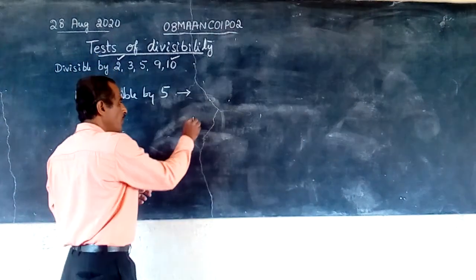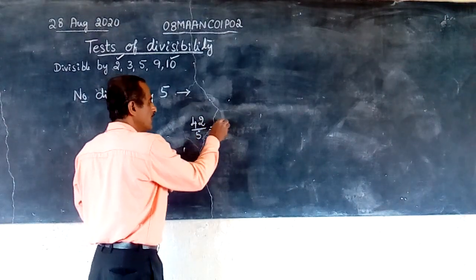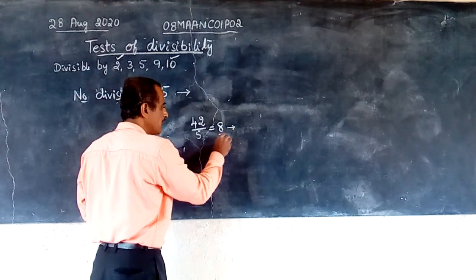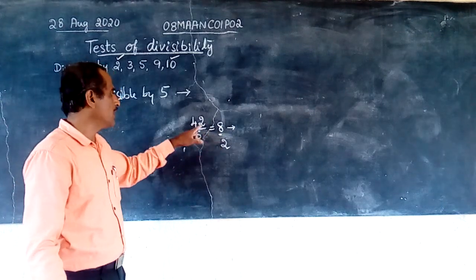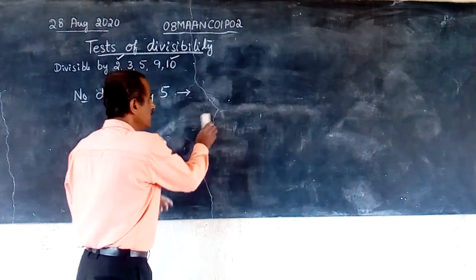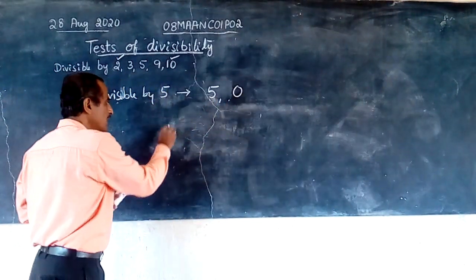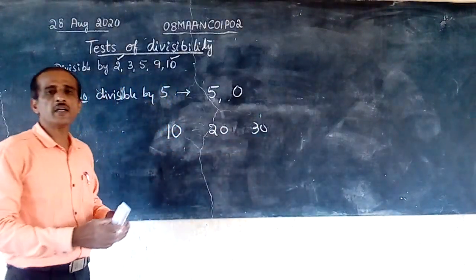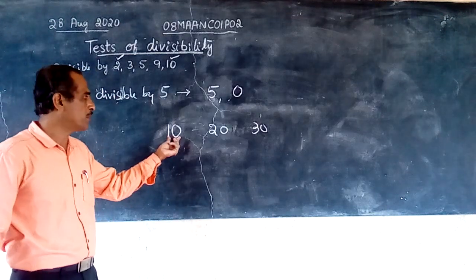See, for example, 42. If you divide it by 5, what is the answer? 5 goes 8 times, but a remainder remains. How much? 2 remainder. So quotient 8 and remainder 2. Therefore, in the unit place, if there is 5 or 0, because see, if it is 0 in the unit place, you can divide it by 10. But 10 you can divide by 5 also, not only by 10.